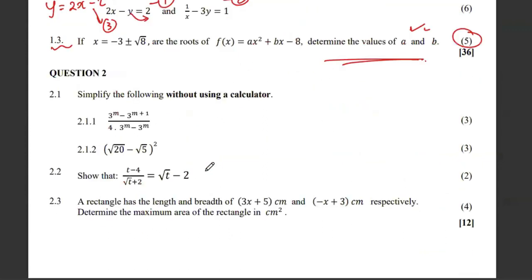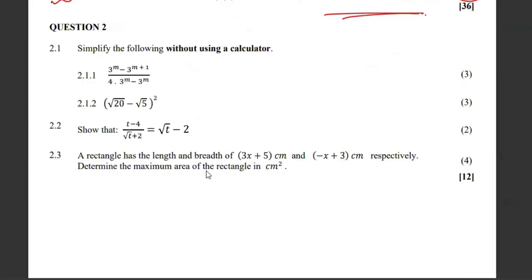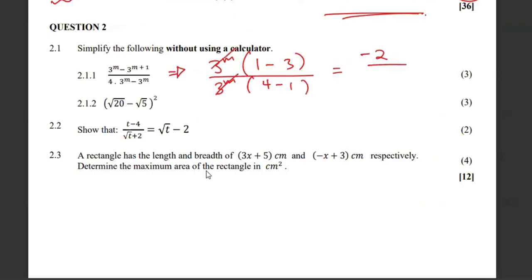All right, then question number 2, simplify the following without a calculator. So step number 1, we need to factorize. So take 3m out. We're going to be left with a 1 minus 3 over, take 3m out, it's going to be a 4 minus 1. So this cancels that. That's going to be a negative 2 over 3. That should be our answer. And then inside here, let's open up the square bracket.